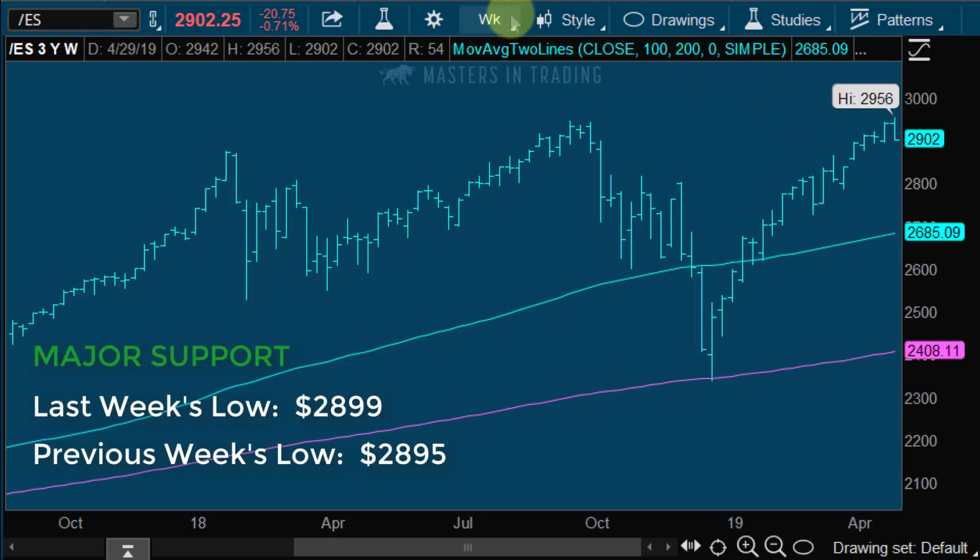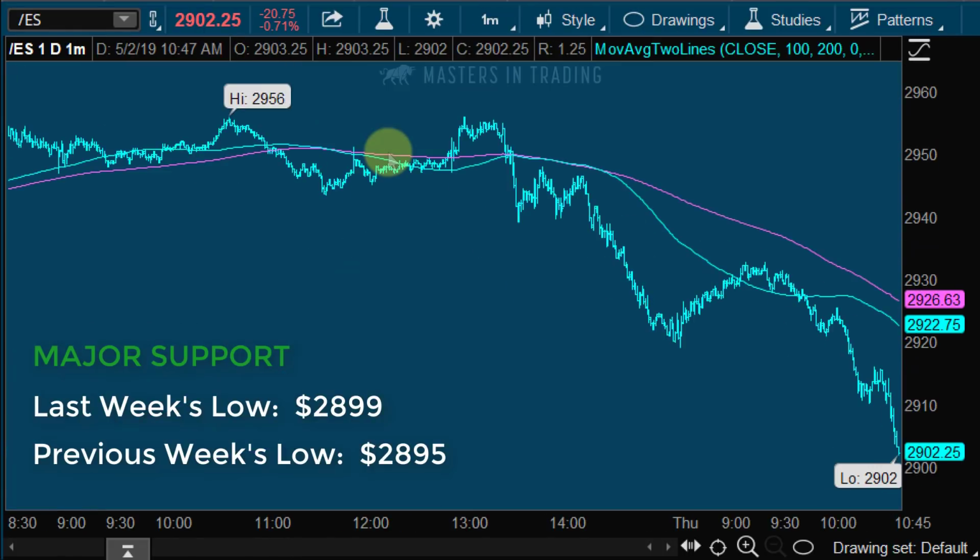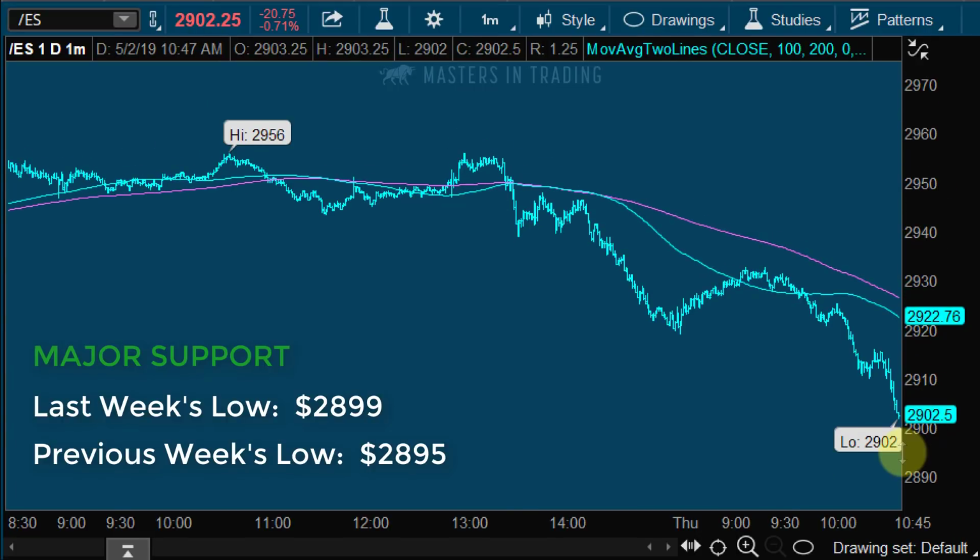So let's go to a 1 minute and let's watch this together. Because what I want you to see, right around that 2,900, we're going to bounce. A really good trade, especially what floor traders would do, buy with a stop under last week's low or maybe even that previous week's low.